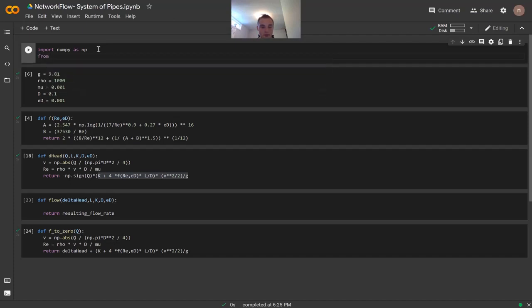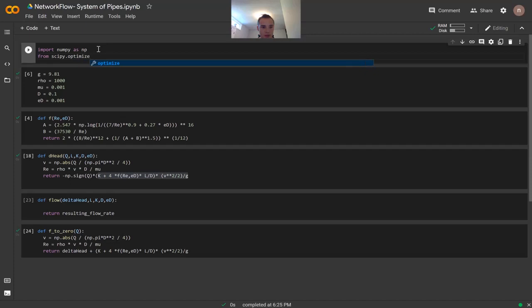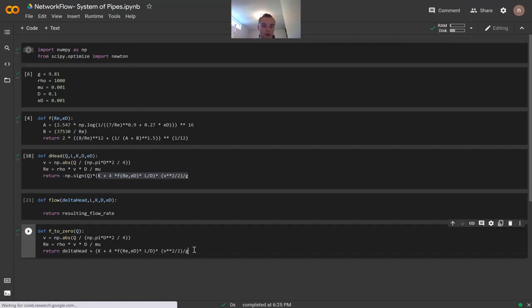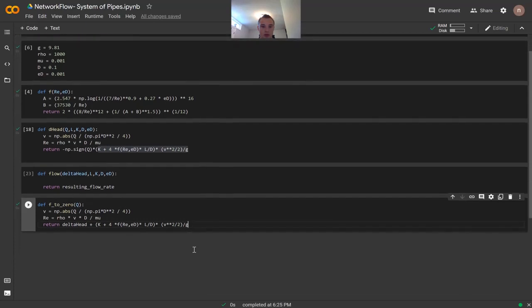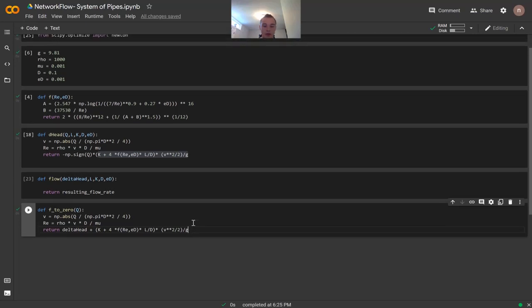from scipy.optimize, I believe it is. Yes, and then we import our Newton's method. So we import newton. Once that's imported, given a good initial guess for our flow, which is Q, that is going to allow us to drive our Bernoulli's equation to 0 in order for us to get the values that we want.